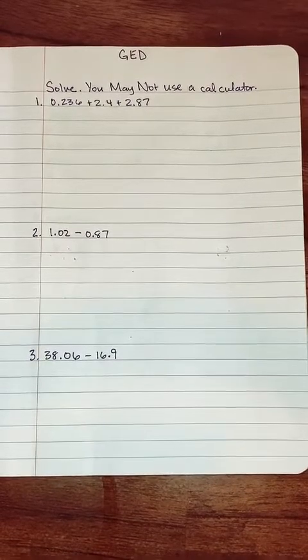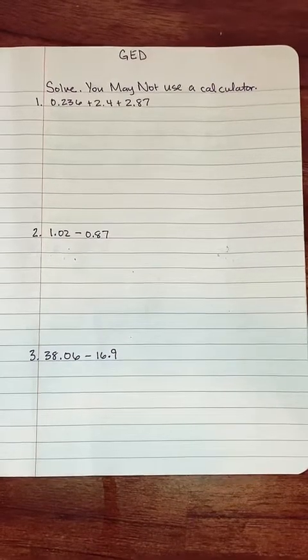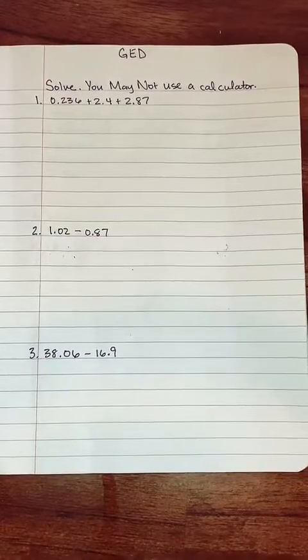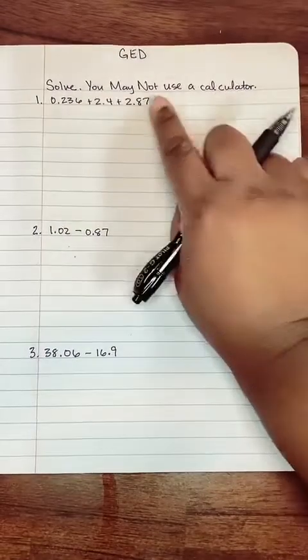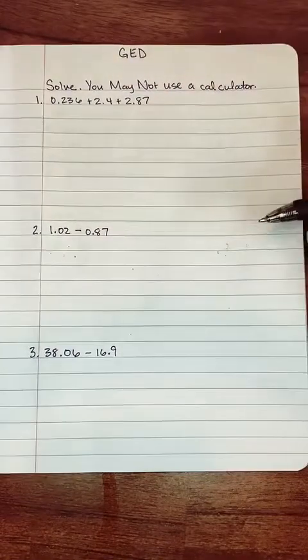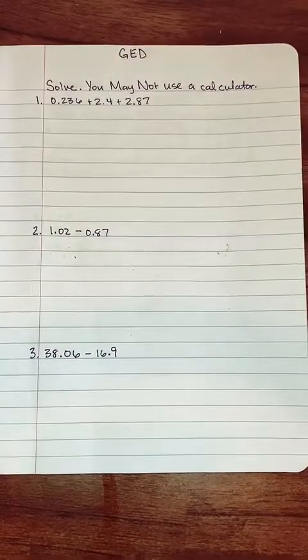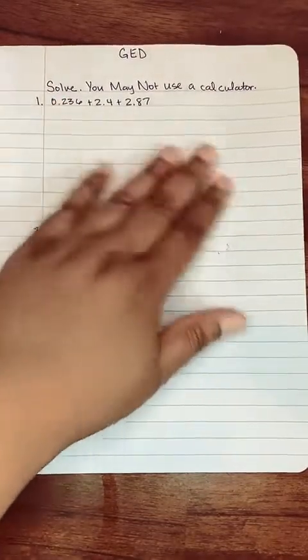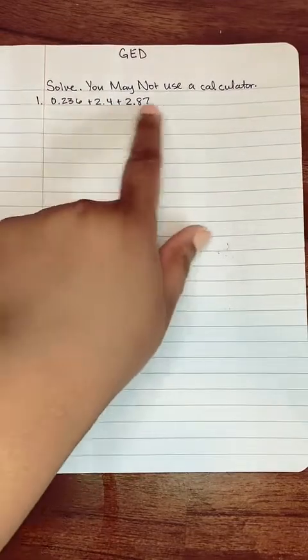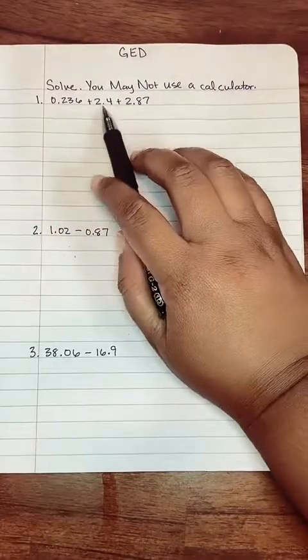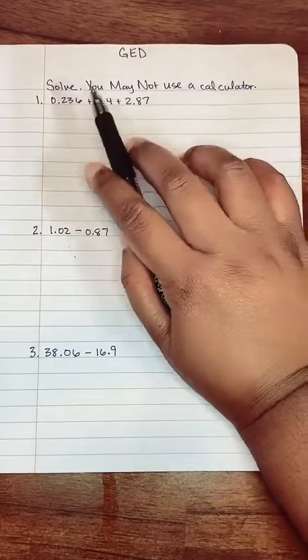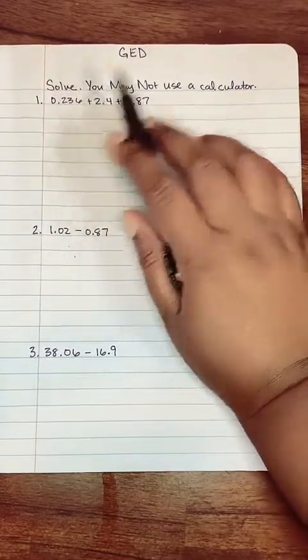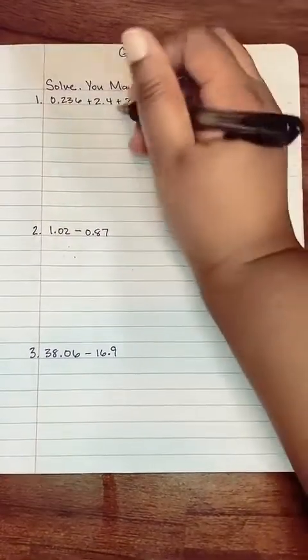Alrighty. Sorry, guys. Okay, so let's look at number 1. So it says solve. You may not use a calculator, okay? So how we're going to do this one is you can add anyway, so you don't have to go in order. For me, I would add these two up first and then add this. But it doesn't matter. It's however your brain sees it, okay? So I would do 2.87 plus 2.4. So I'm going to add those two up first.